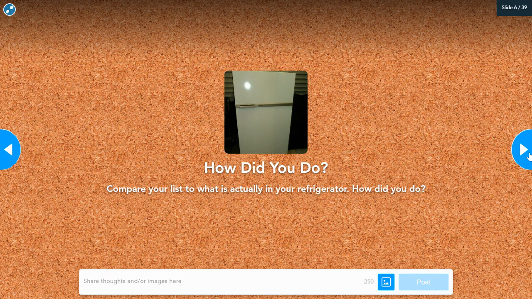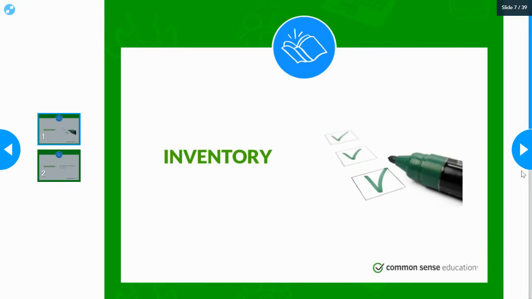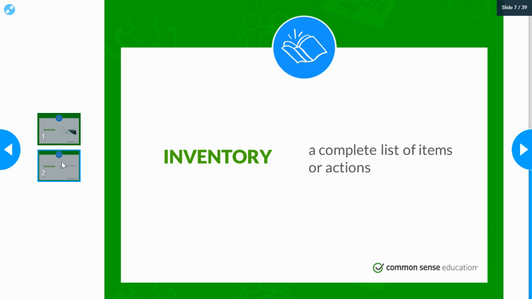Okay, welcome back. All right, so this big word we've been using is inventory. So what exactly does that mean? Inventory is a complete list of items or actions. So it is pretty simple. It's just a list that is exhaustive.